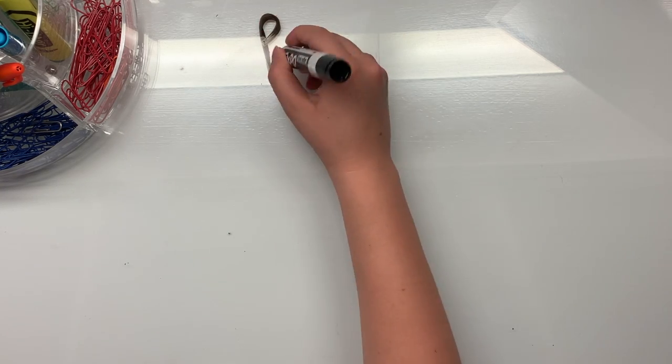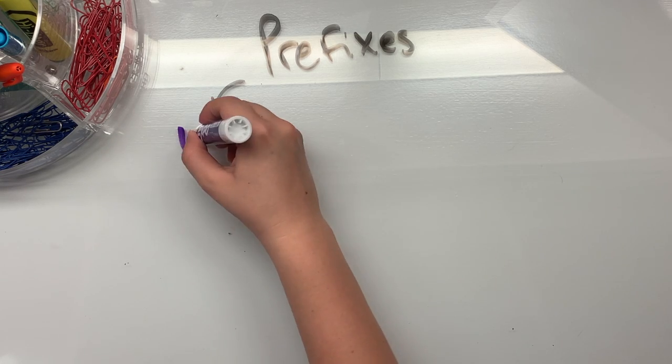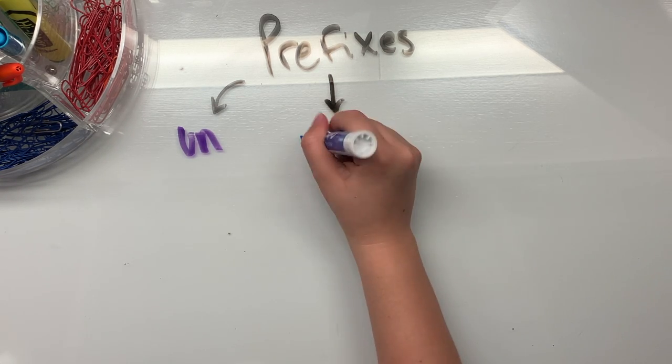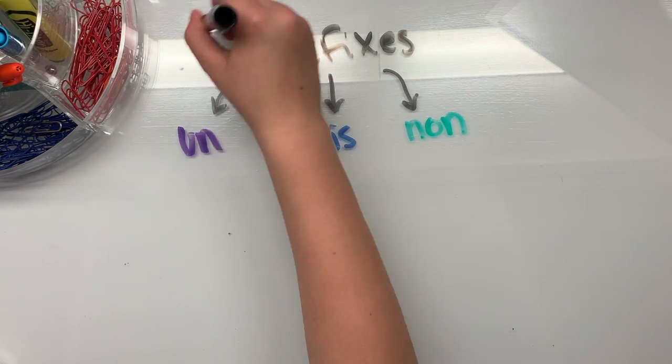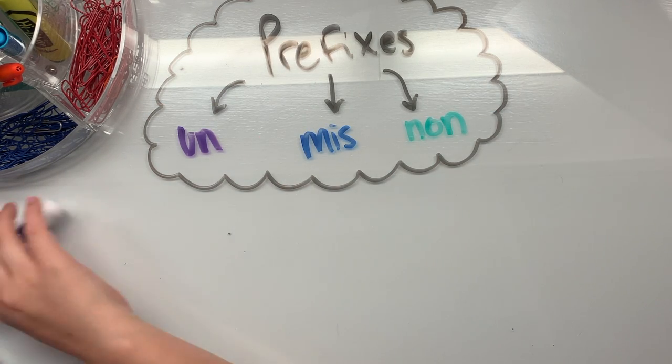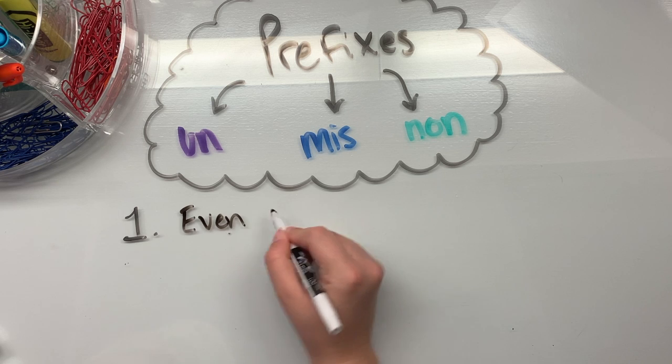Hi friends, so I'm going to do examples of how to use context clues to figure out the meaning of words with the prefixes un, mis, and non. So if you don't remember the meaning of these prefixes, we're going to see how we can use context clues in the sentence to help us figure out the word's meaning.